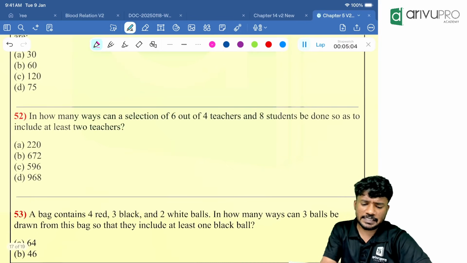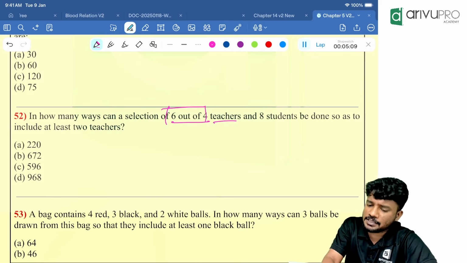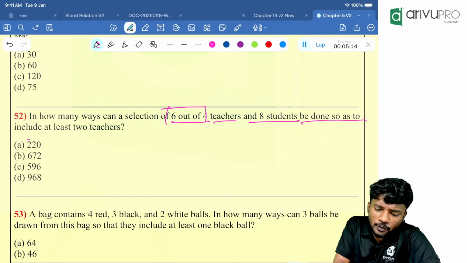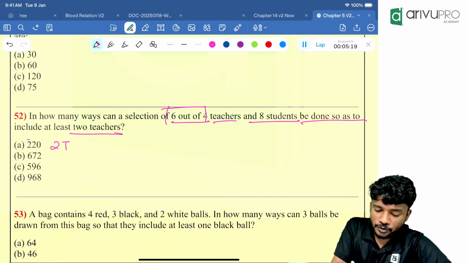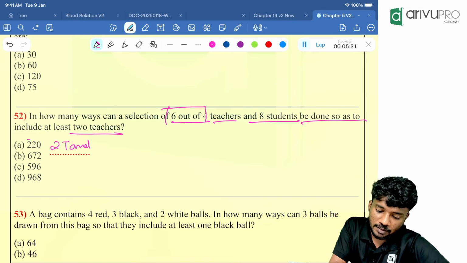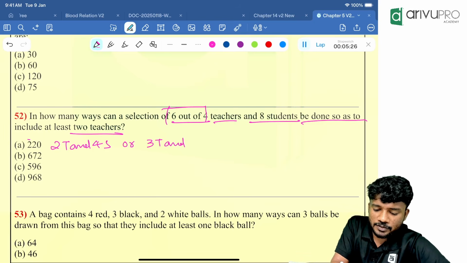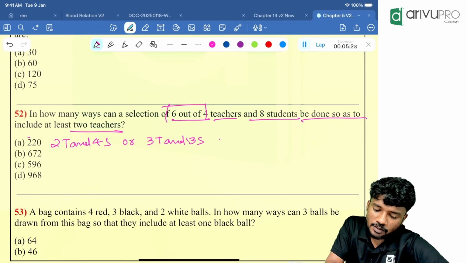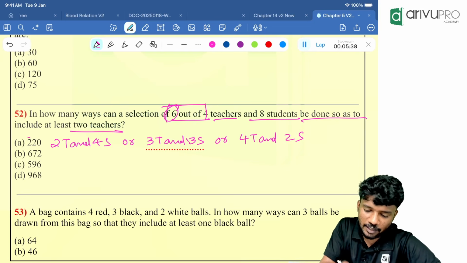In how many ways can a selection of 6 out of 4 teachers and 8 students be done so that it includes at least 2 teachers? 2 teachers should be there minimum. So 2 teachers and how many students? 4 students. Or 3 teachers and how many students? 3 students. Or 4 teachers and how many students? And 2 students. Directly you can write it. Because in total we require how many people?